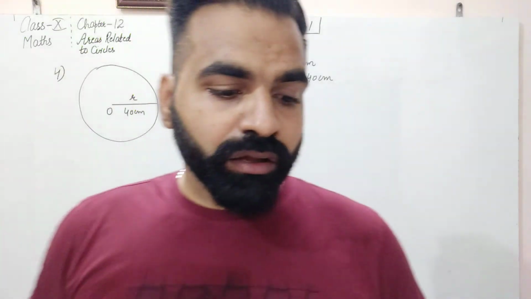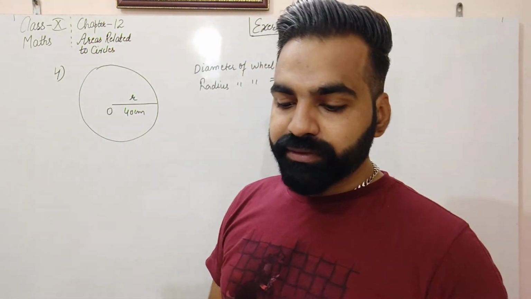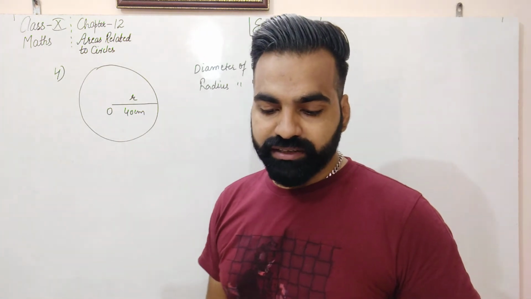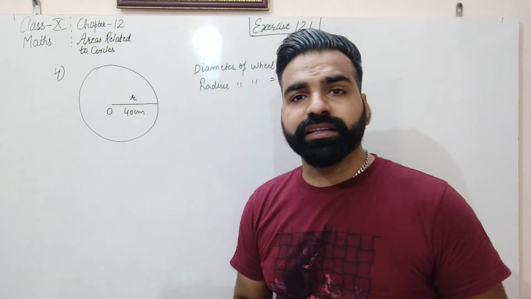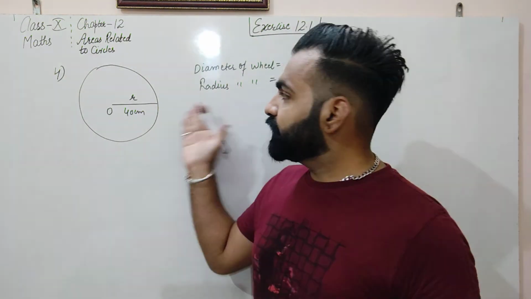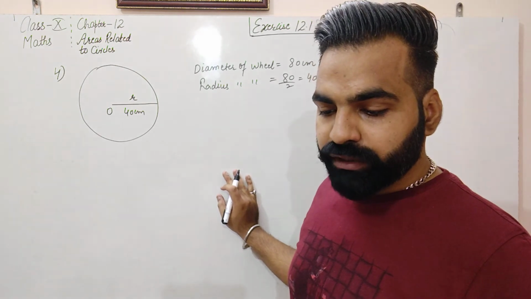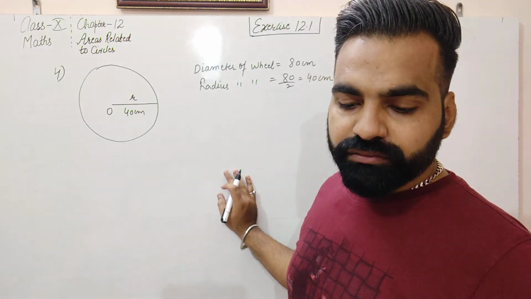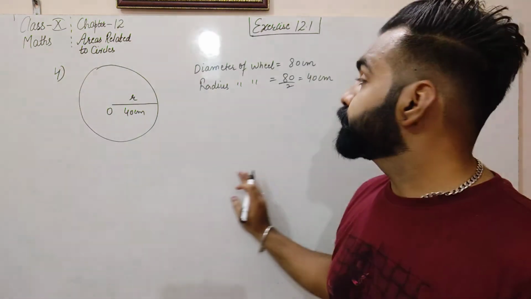Clear? How many complete revolutions does each wheel make in 10 minutes when the car is traveling at a speed of 66 km per hour? So we have to find the number of revolutions the wheel takes to cover a distance when it is moving at a speed of 66 km per hour in 10 minutes.